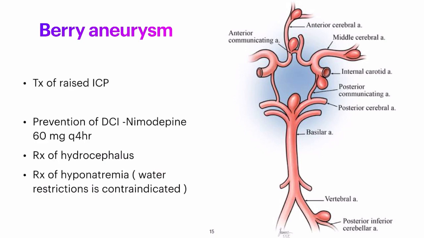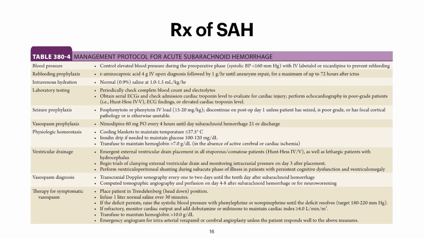You have to treat raised ICP, prevention of delayed cerebral ischemia, and treat the hydrocephalus. If it's not managed by the osmotherapy, you have to go for the surgical option, and treatment of the hyponatremia. You have to know the treatment of aneurysm also, that is coiling or clipping. When do you do coiling? When do you do clipping?